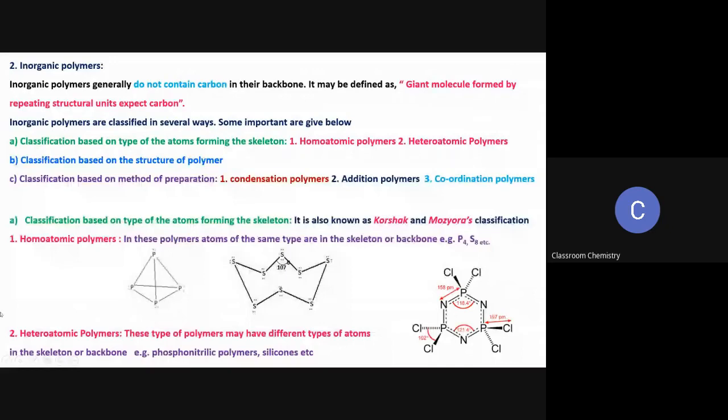And what is meant by heteroatomic polymers? This type of polymer may have different types of atoms in the skeleton or backbone, such as phosphonitrile polymer or silicon. So this is the example of phosphonitrile chloride, and these are the phosphonitrile polymers. So it is heteroatomic. Okay, all of you understand this one?